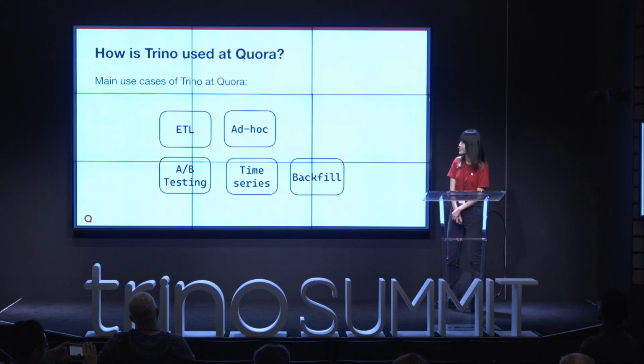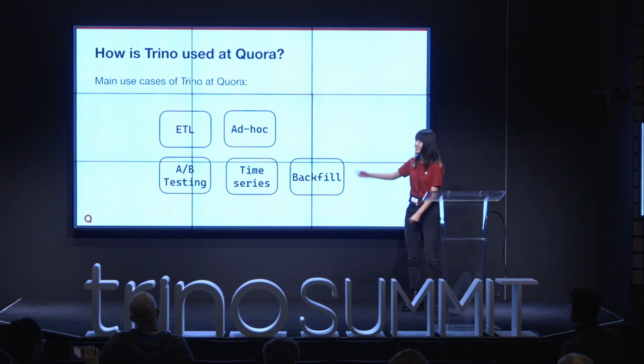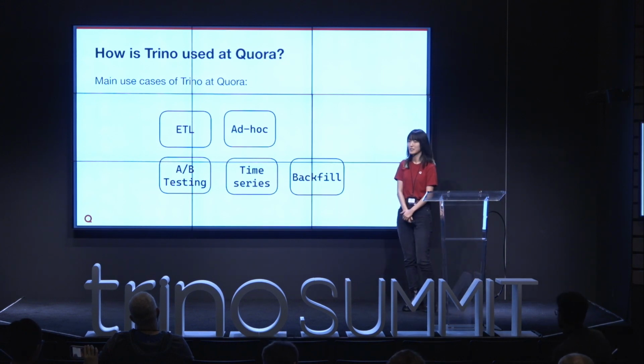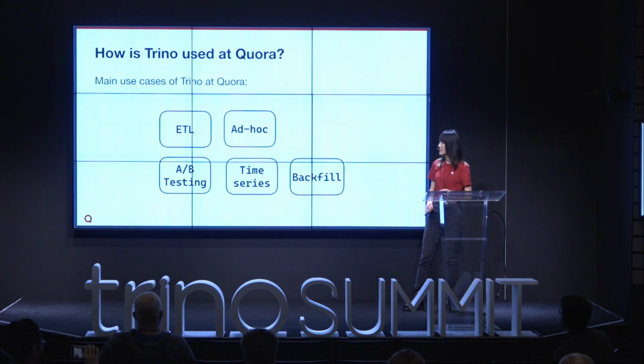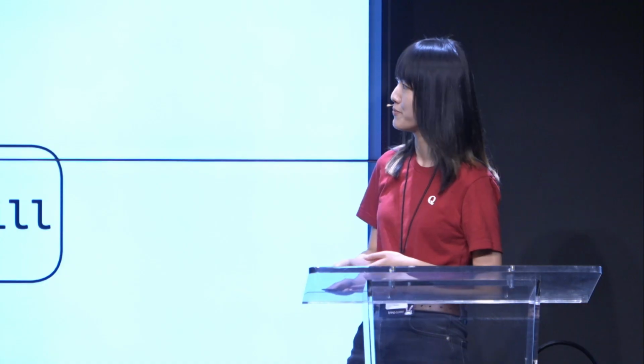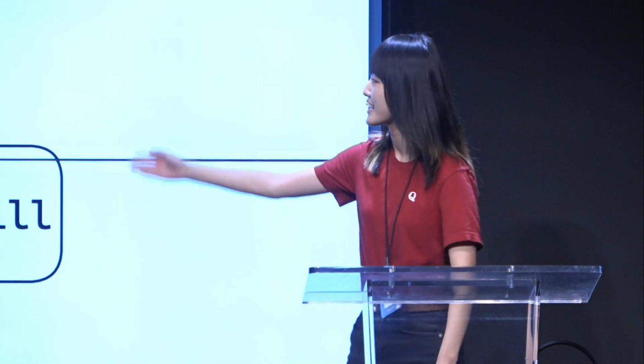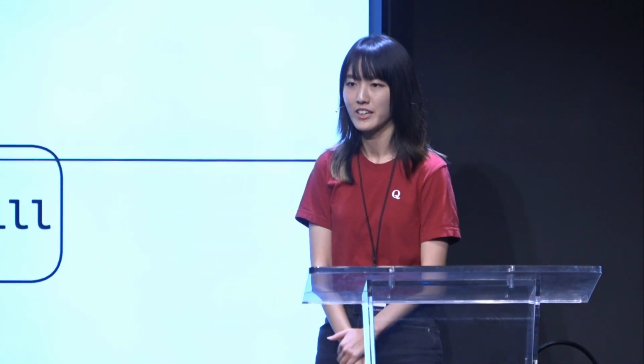Trino has a lot of use cases at Quora, and here are the main ones. The first one is one of the biggest, which is ETL batch jobs. It could be hourly, daily, or 15-minutely, and they are scheduled by our internal cron job service and Airflow, and most of them are scheduled by Airflow. The second one is ad hoc interactive queries. We have data scientists and engineers who may send queries to Trino anytime throughout the day.